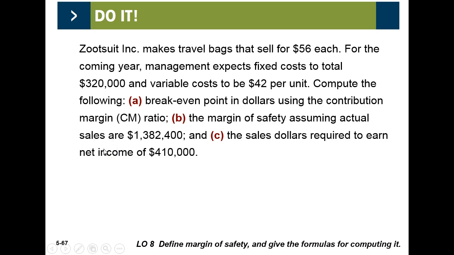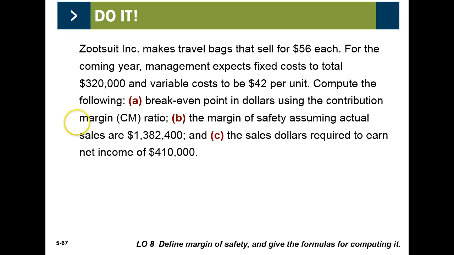Okay, let's look at this one. Zoot Suit makes travel bags that sell for $56 each. For the coming year, management expects fixed costs to total $320,000 and variable costs to be $42 per unit. Compute the following: the break-even point in dollars using the contribution margin ratio, the margin of safety assuming actual sales are $1,382,400, and the sales dollars required to earn the net income of $410,000.